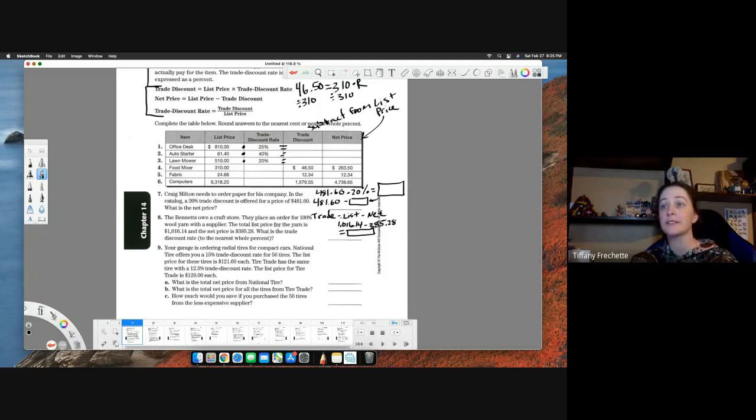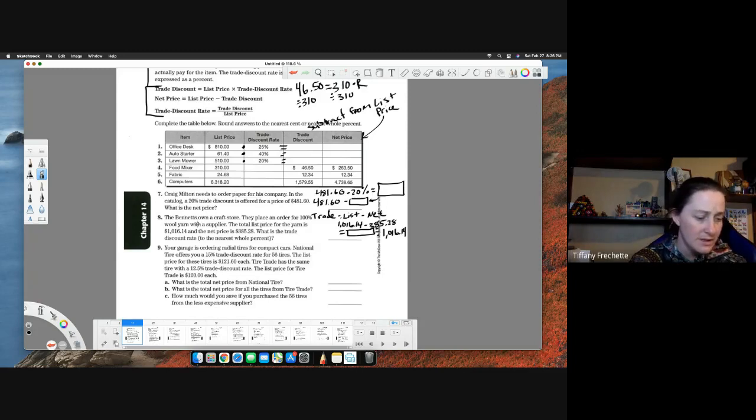They want to know what the trade discount rate is. So trade discount rate is the trade discount divided by the list price. So we just need to take this number and divide it by the $1,016.14, and that'll tell us what the discount rate is. Remember to change it to a percentage. Whenever you hear rate, usually that's what they're looking for, because they're looking for a percentage.